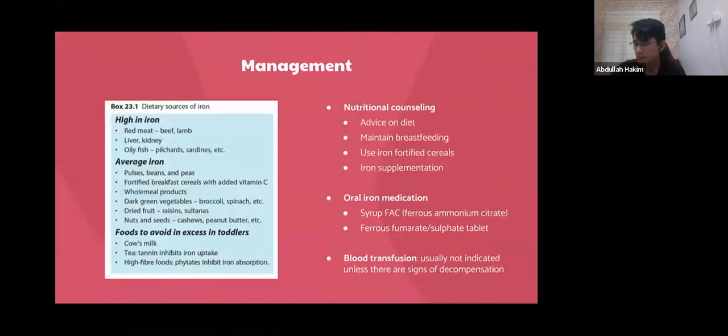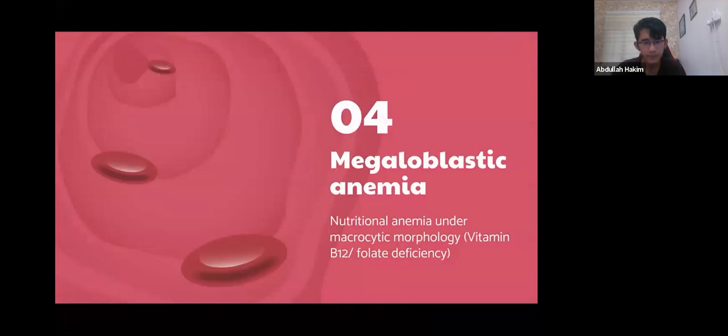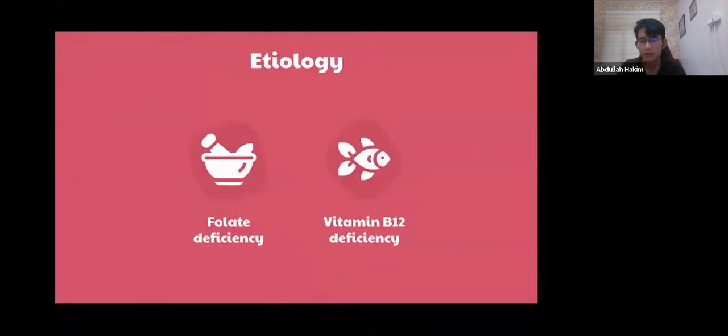So let's proceed to megaloblastic anemia. The etiology of megaloblastic anemia, there are two. First is folate deficiency, and the second one is vitamin B12 deficiency. For folate, it is vitamin B9. Both of these play an important role in DNA synthesis. Without these two, DNA synthesis is impaired because of inadequate amounts of metabolically active folate derivatives necessary for DNA synthesis, which will affect hematopoiesis.